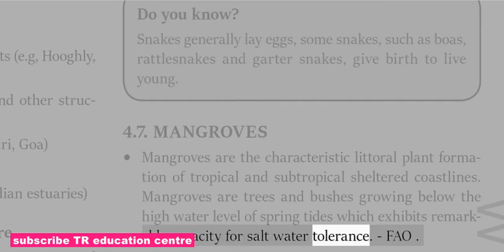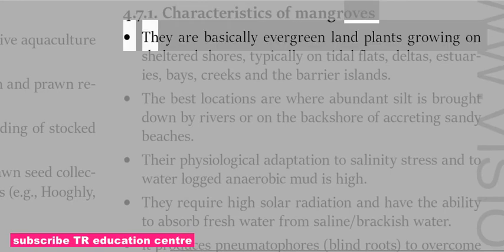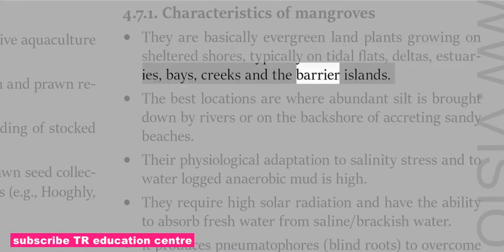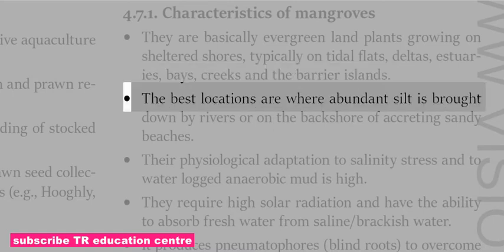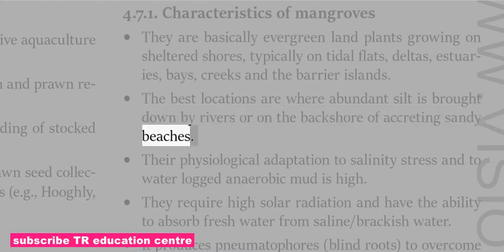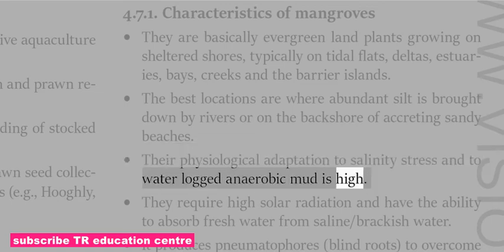4.7 Characteristics of mangroves. They are basically evergreen land plants growing on sheltered shores, typically on tidal flats, deltas, estuaries, bays, creeks and the barrier islands. The best locations are where abundant silt is brought down by rivers or on the backshore of accreting sandy beaches. Their physiological adaptation to salinity stress and to waterlogged anaerobic mud is high.